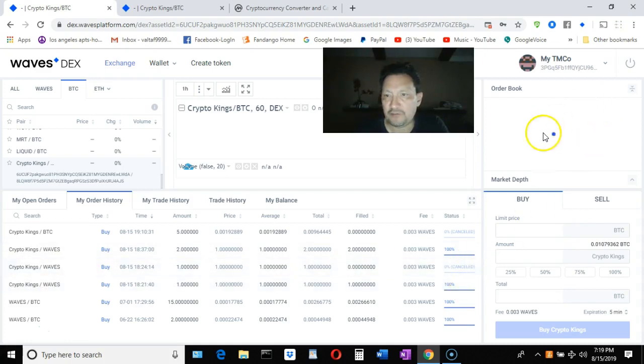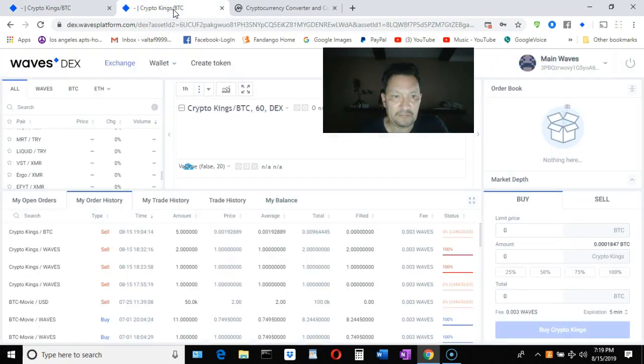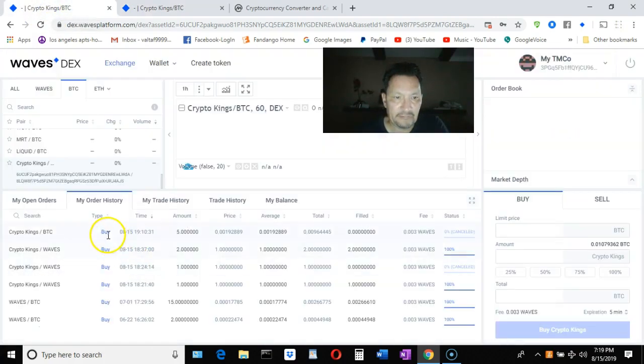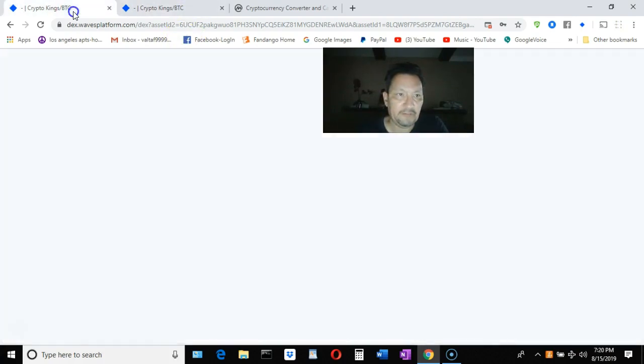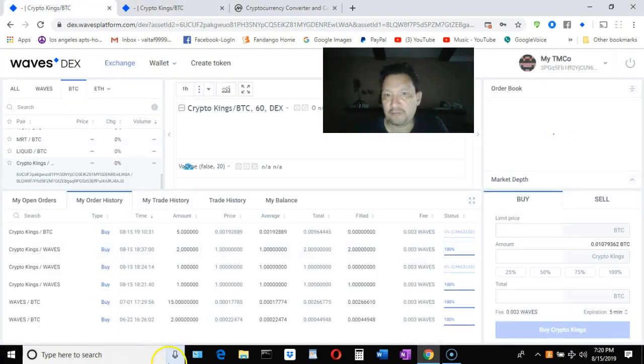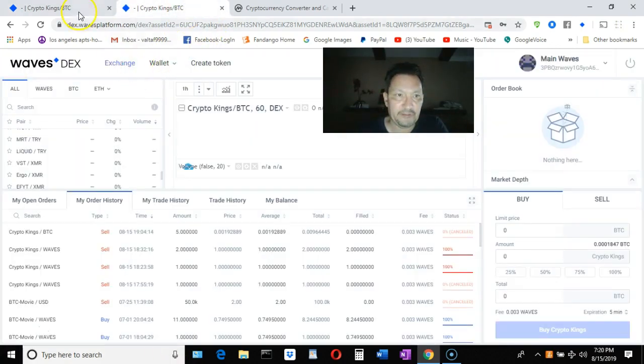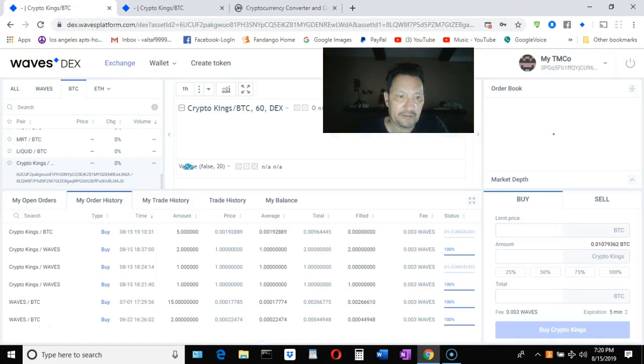It's just a slower process. And this just shows that the order was done. Red for sell, blue for buy. So we're just waiting for this to be confirmed. In order to keep the video short, the demonstration is pretty much complete on how to use Bitcoin to buy MovieCoin, the CryptoKings MovieCoin. All right, and you're using the Waves exchange for this.